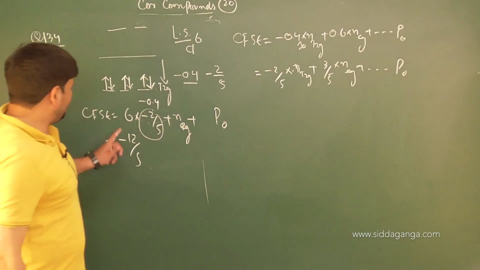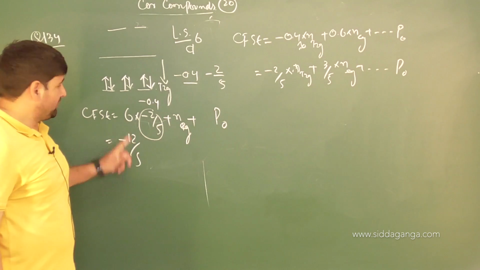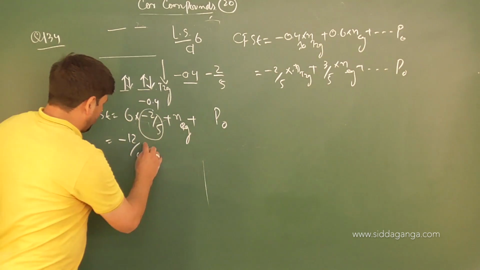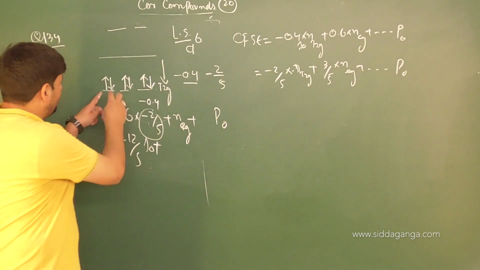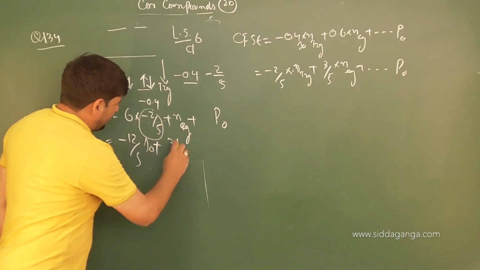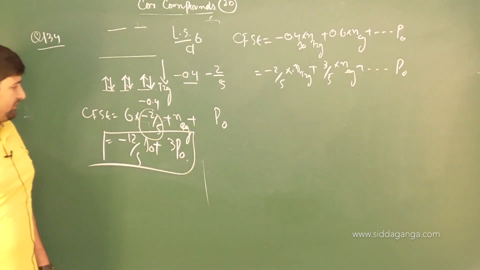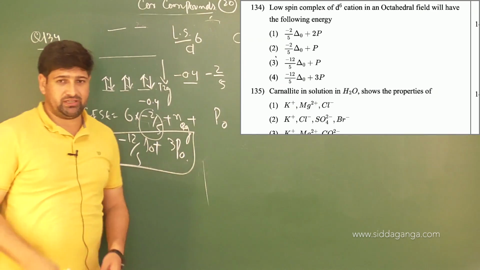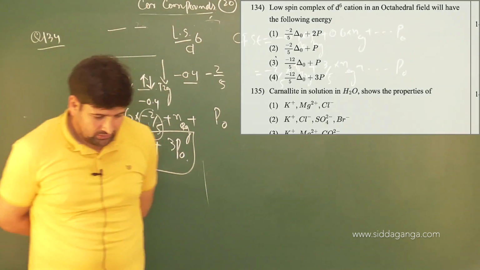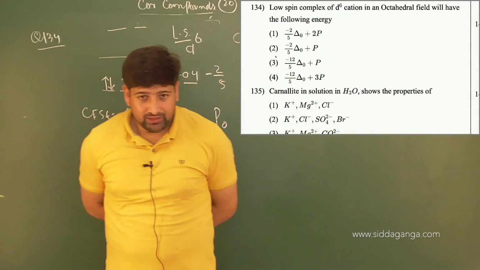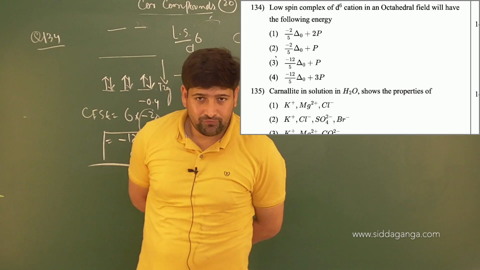So what is the number of electrons in T2G set? 6. So 6 into 2 by 5 will be minus 12 by 5 of delta 0, plus how many pairings have occurred? 3 pairings in which field? Octahedral field. So the correct option will be minus 12 by 5 of delta 0 plus 3 pairings, respectively. So the correct option will be option 4.